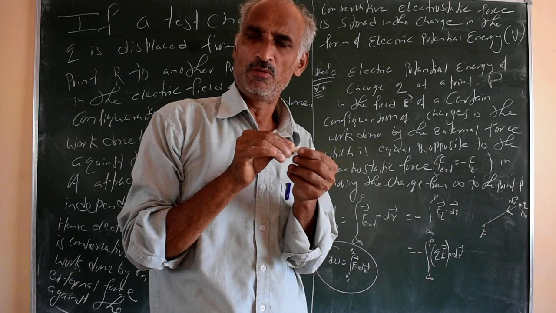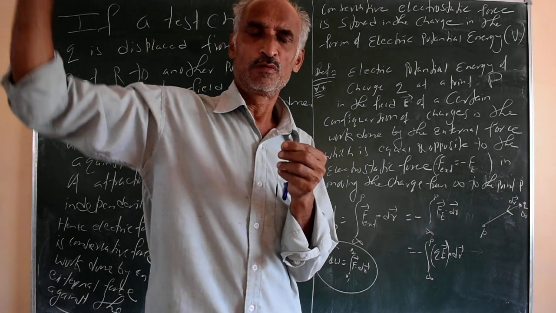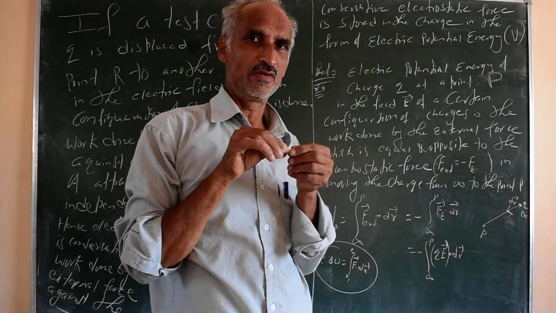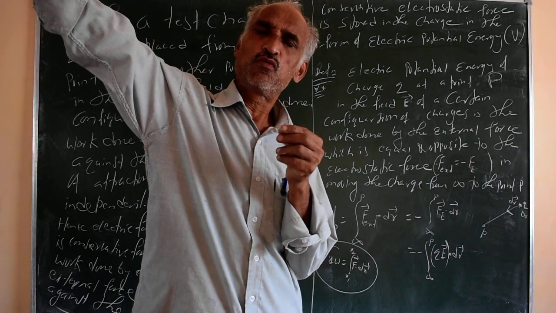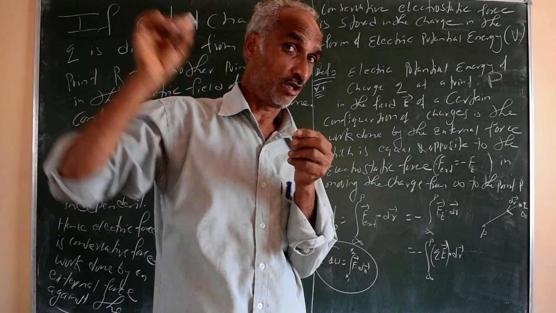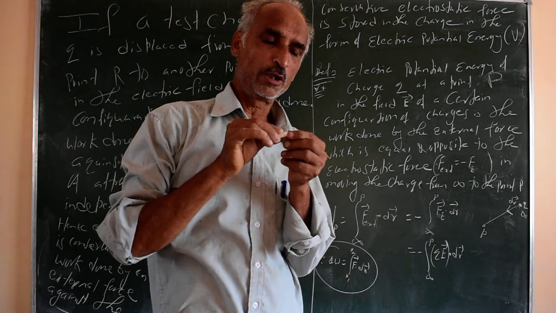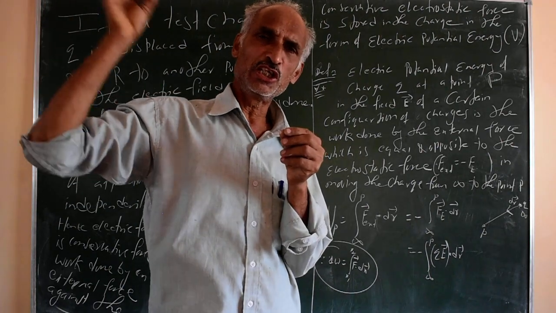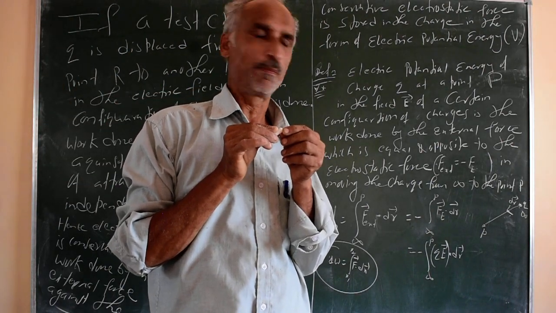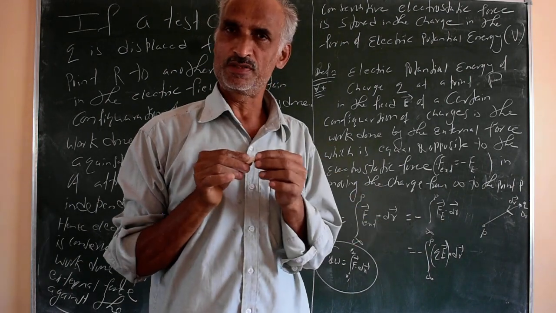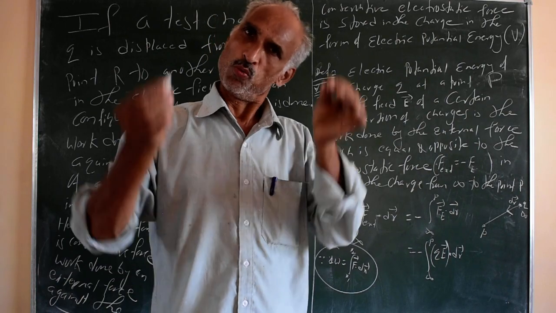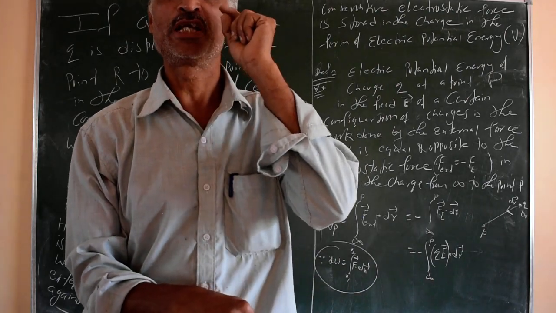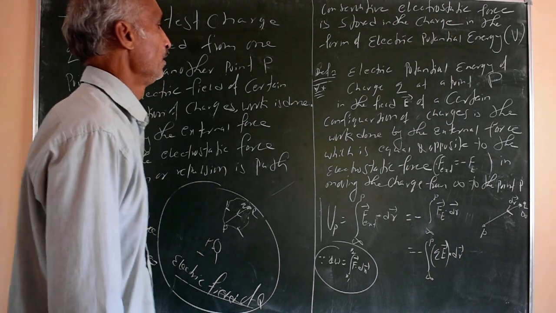It is a hypothetical thing. Moving the charge from infinity to the point P practically is not possible; it is a hypothetical definition. The test charge Q is displaced from infinity to the point P by an external force. To move the body, external force is necessary. This external force is equal and opposite to the electrostatic force of attraction and repulsion between the test charge and the configuration of charges. Then work will be done, and the work done will be stored in the charge in the form of energy. That energy is called the electric potential energy of the charge at the point P. So that is the definition.